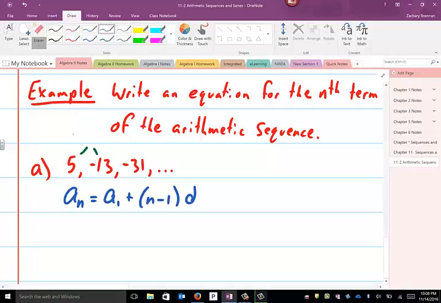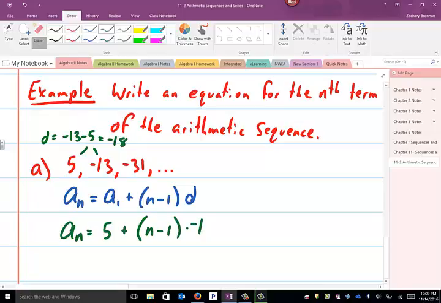So let me do it up above here. We take the second one, -13 minus 5. That gives us -18 for d. So I know a sub 1 and I know d. I'm not going to know a sub n because it's not telling me a specific term, so it's just going to stay the nth term. And if I don't know which term I want, I also won't know that n. So this formula is going to have some missing pieces. It should simply say a sub n equals a sub 1, put our 5 in there, plus, I don't know n, so let's leave it alone, n minus 1, and then d we just said is -18.